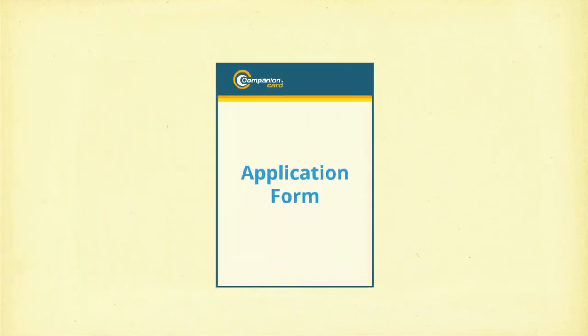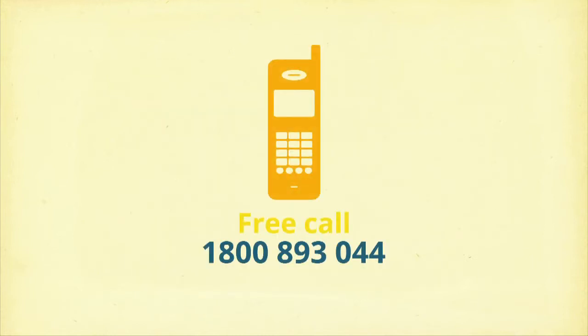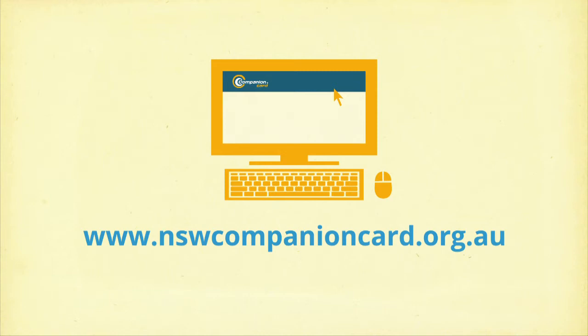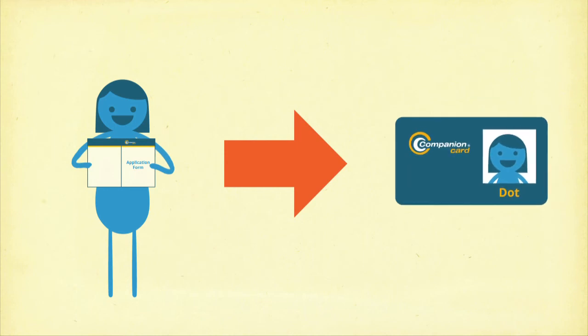You will need a hard copy of our application form. You can get this by free calling companion card on 1800 893 044 or email info@nswcompanioncard.org.au, or you can download the form from www.nswcompanioncard.org.au. The information you give us on the form is about you, the person with disability who will be the cardholder. It's not about your carer.